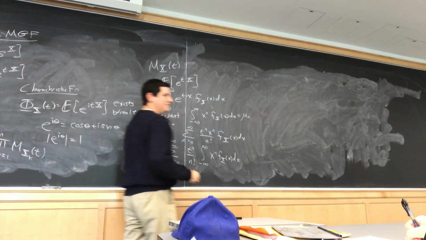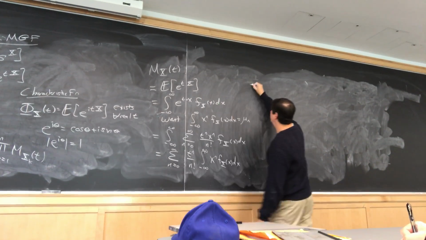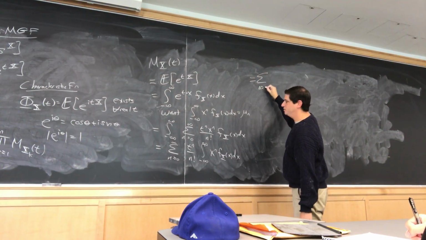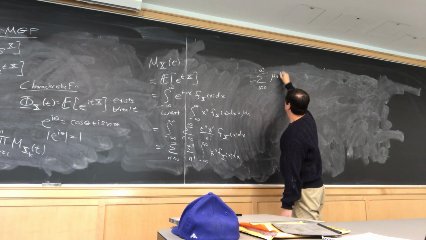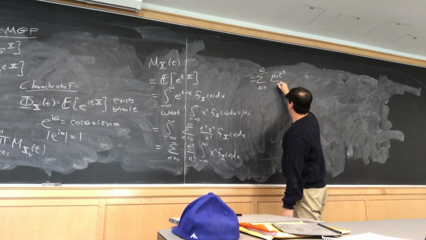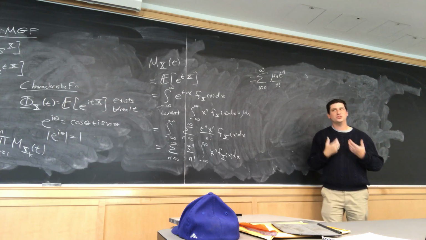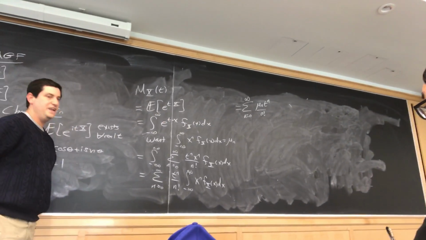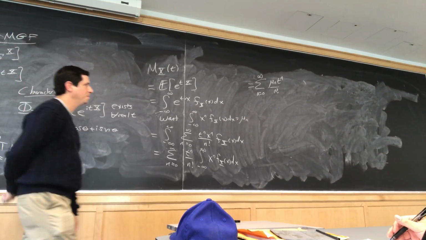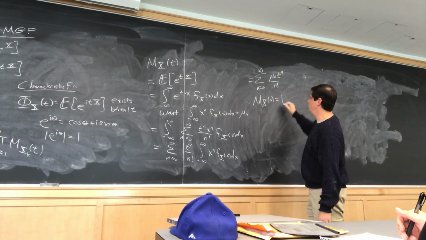And now notice we see exactly what we wanted. This is just going to be the sum, n goes from 0 to infinity, of mu n t to the n over n factorial. And the hope is the n factorial is going to decay so fast that this will converge for values of t. And this is why this is called the moment generating function. So if I take the moment generating function at 0, I just get 1.